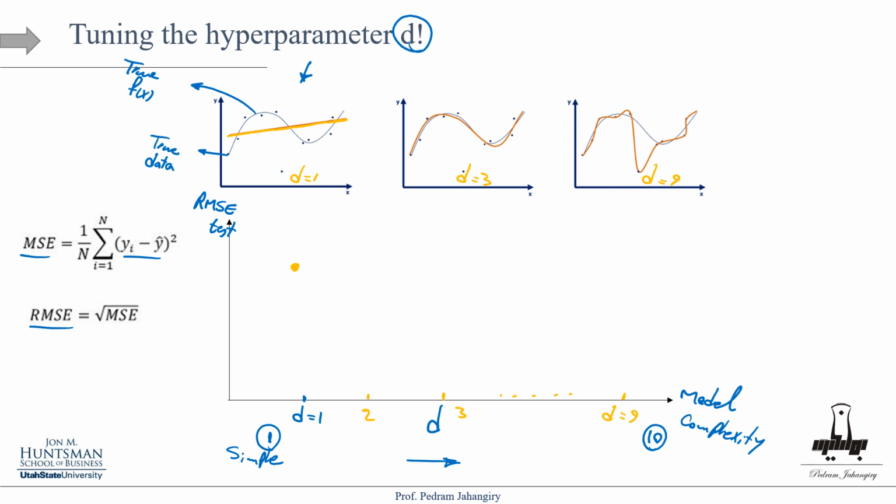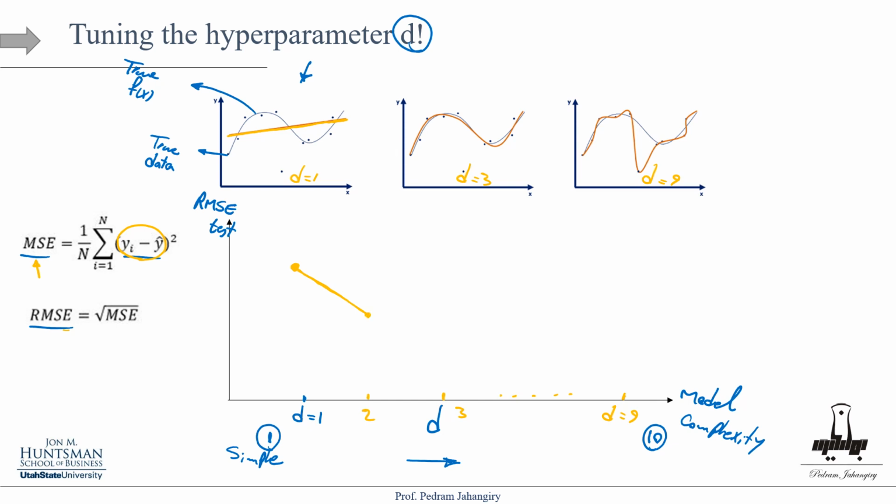And as we increase the degree of polynomial, the model is going to become more flexible, more complex. It's going to be able to fit the data better. So if the model fits the data better, the errors are going to reduce. If the error reduces, the MSE is going to get smaller. If the MSE decreases, the RMSE is going to decrease. So as we can see, when we make the model more complex, the RMSE is going to decrease, right?